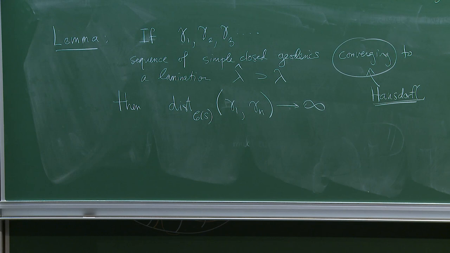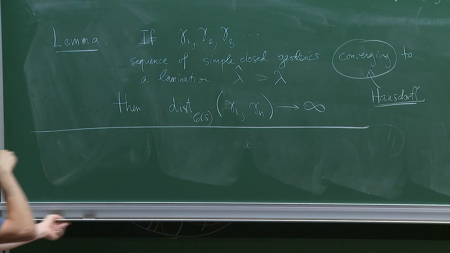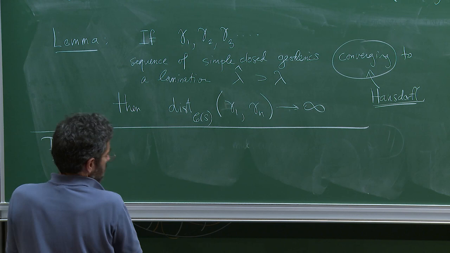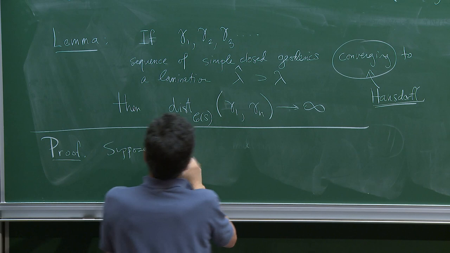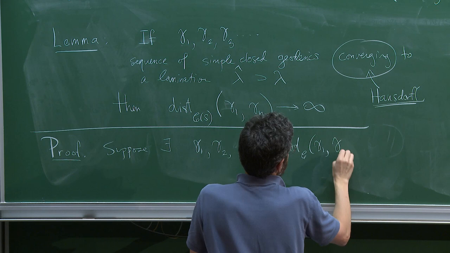I think I'm going to not do everything I want to do in the first hour, so we'll rearrange. But let me explain why this is true, because you should see the proof of something. Okay, so here's a proof sketch. Suppose not. Suppose there exist gamma 1, gamma 2, and so on, so that the distance from gamma 1 to gamma n is not going to infinity.